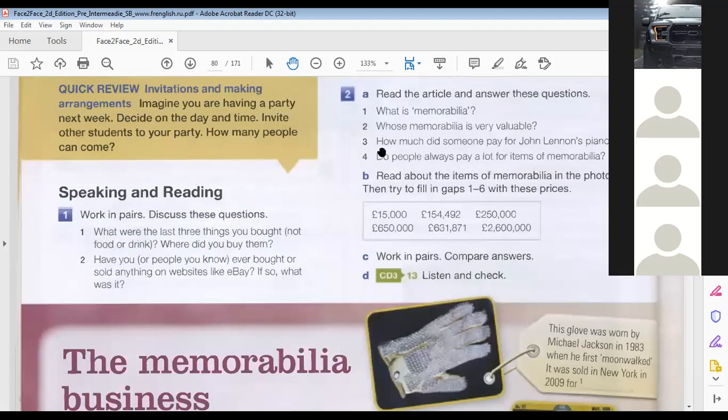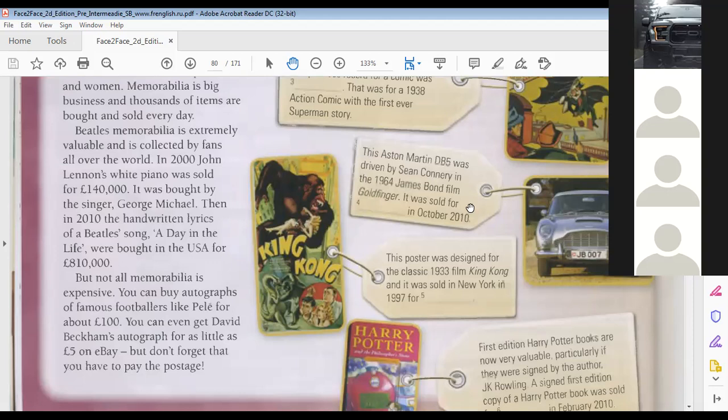And the third question says, how much did someone pay for John Lennon's piano? How much did someone pay for the piano? 140,000 pounds. Right. What do you think of this price, Samiha? Do you think it's cheap or expensive for a piano? I think expensive. Me too. You think it's cheap, Samiha? Yes.